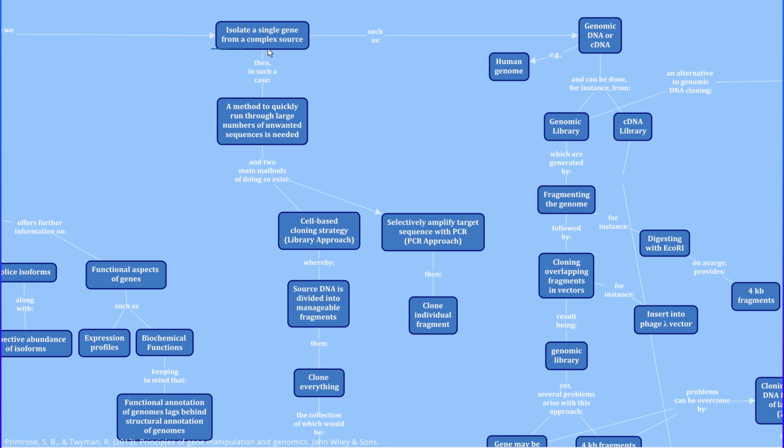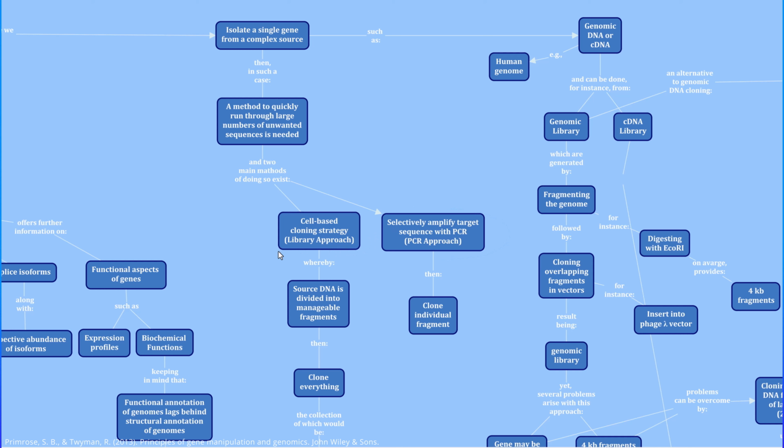So in terms of isolating a single gene from a complex source, a method to quickly run through a large number of unwanted sequences is needed. There are two methods by which we can do that, by which we can isolate a single gene from a complex source and run through a large number of unwanted sequences. And so there are cell-based cloning strategies. These can be termed the library approach. And alternatively, there's the PCR approach, whereby we selectively amplify target sequences with PCR.